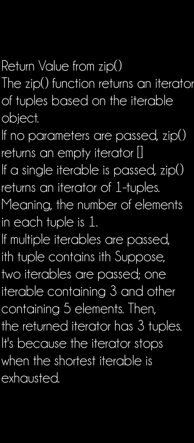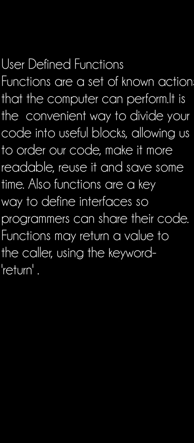Suppose two iterables are passed, one iterable containing 3 and the other containing 5 elements. Then the returned iterator has 3 tuples. It is because the iterator stops when the shortest iterable is exhausted.